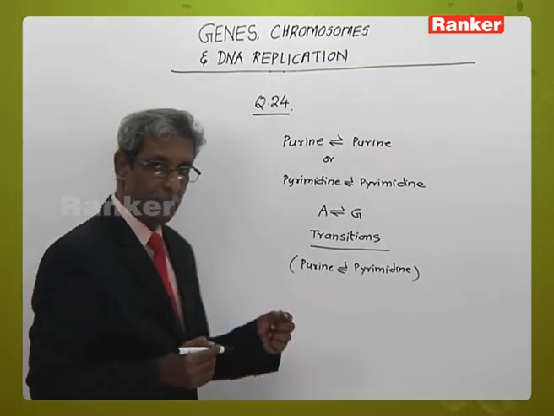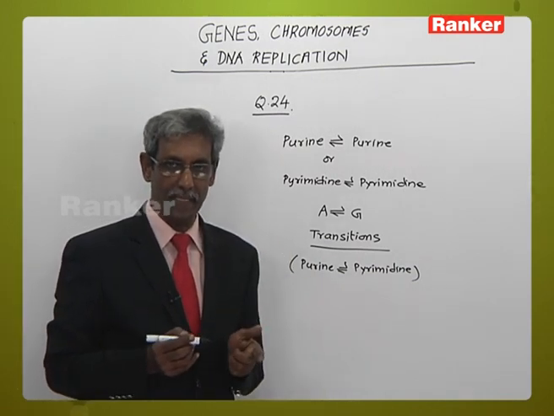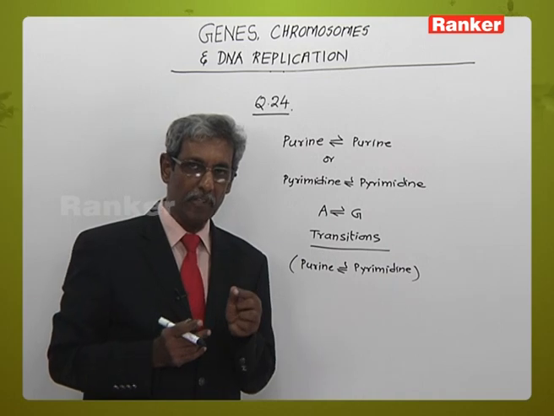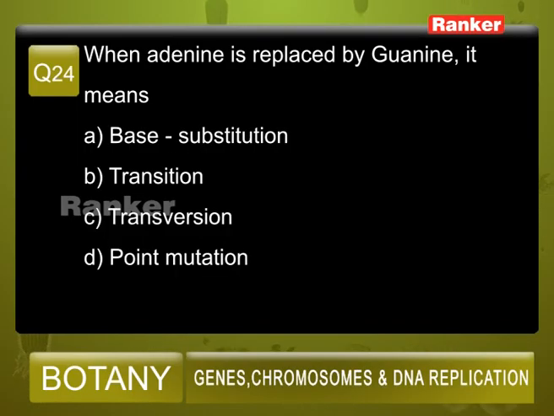And in a base substitution, one nitrogen base is replaced by another nitrogen base. A point mutation refers to a single nucleotide change. So, among the choices, the right answer is transitions, that is, answer is B.